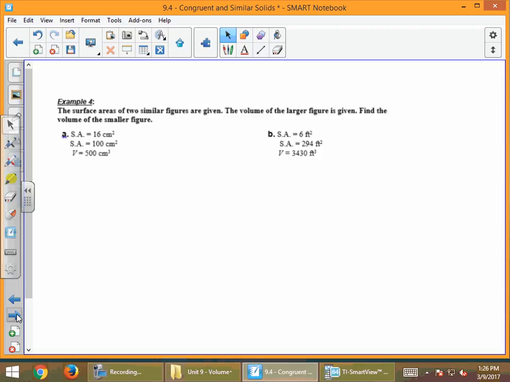The volume of the larger one is given. Find the volume of the smaller one. So we know the surface area, but we only know the volume of the large one. How do I figure out what the volume of the small one is? We'll show you with these ratios. It's just like you did before.